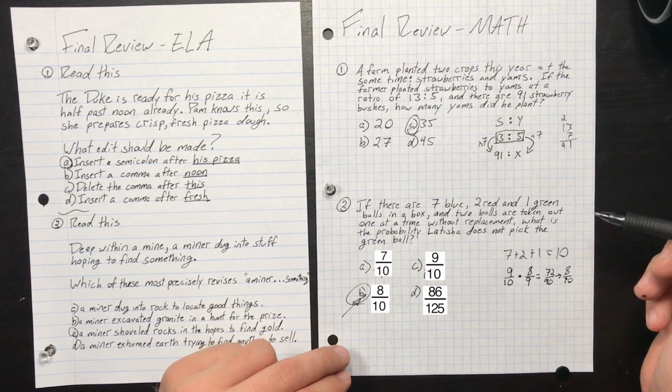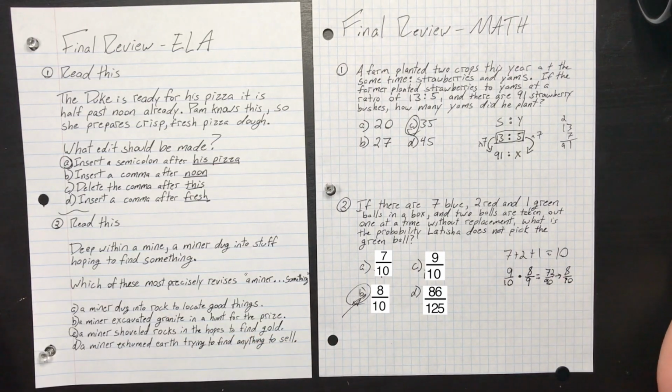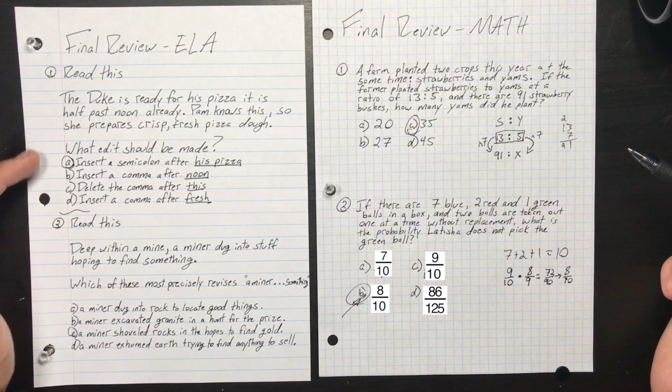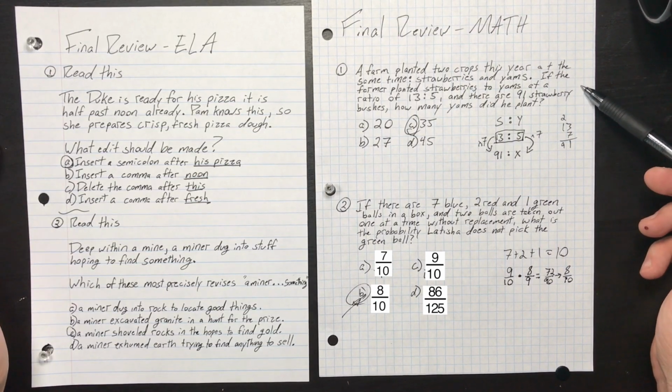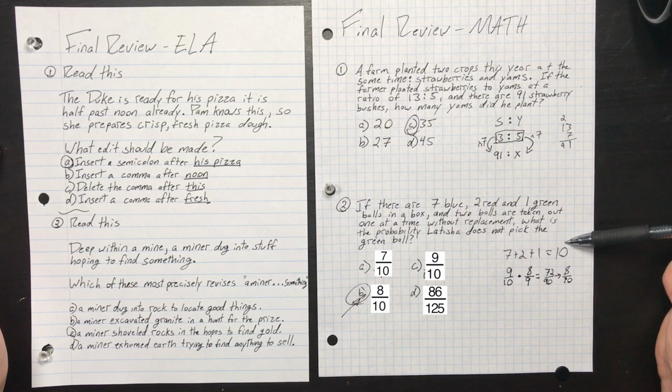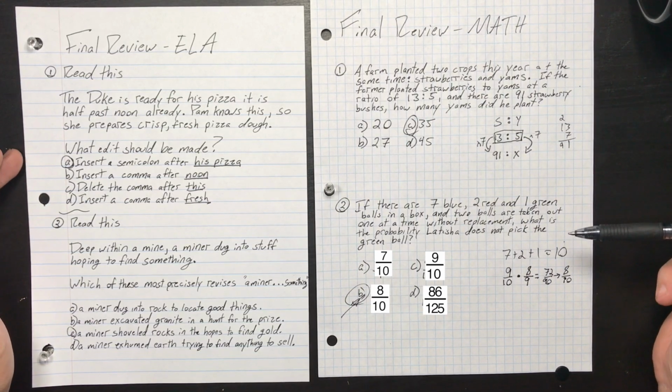Cool. So this was a quick review, right? We're dealing with grammar rules, we're dealing with precise language, we're dealing with ratios, and we're dealing with probability. So these are some things that you will be seeing on your test.